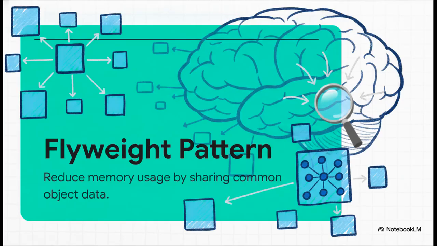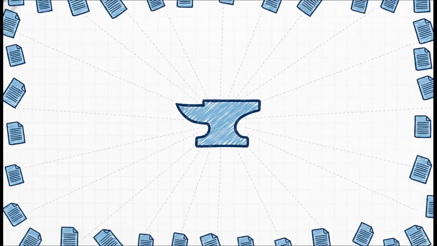Then we have the flyweight pattern. Now, the absolute core superpower of this pattern is extreme memory conservation in massive applications. It essentially reduces memory usage by sharing common object data. Paint this picture in your mind. You're building a heavy online exam platform that needs to display, say, 50,000 exam questions all at once. If every single one of those question objects stores its own font, theme, and layout data, your application is going to crash hard from memory exhaustion.